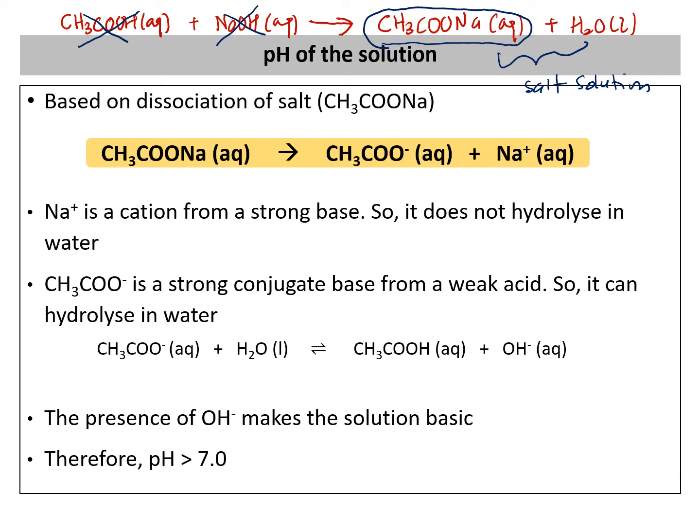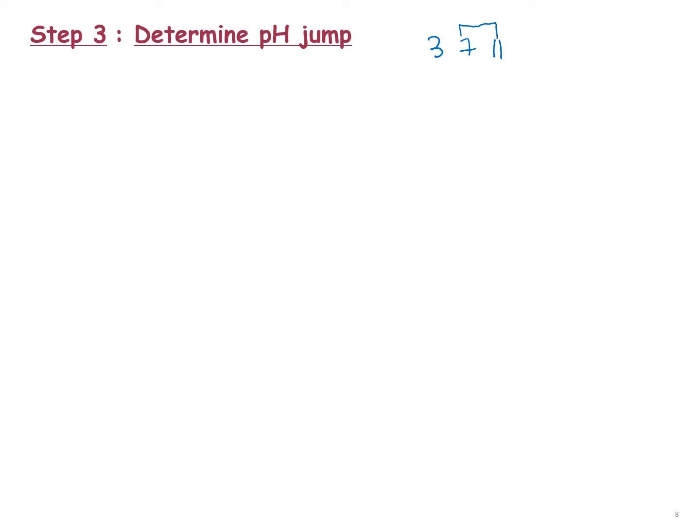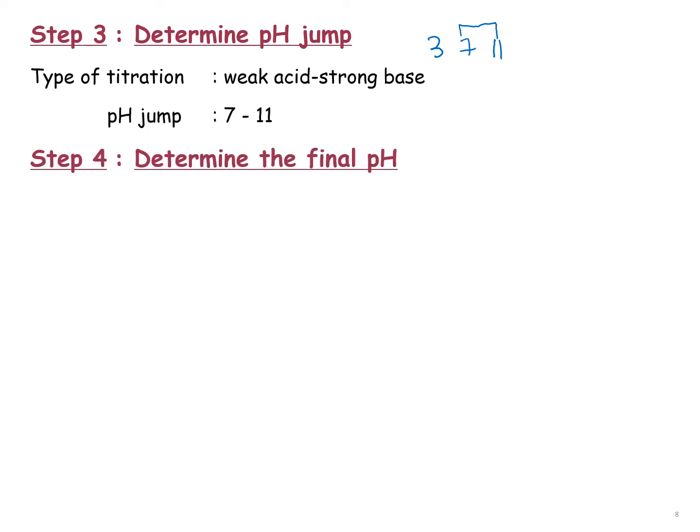Okay, so let's proceed with step number 3. Step 3, determine the pH jump. Okay, so since this is a reaction between weak acid and strong base, saya keluarkan balik awak punya nombor. So, 3, 7, 11. Weak acid, strong base. Okay, so since dia adalah weak acid, dia akan start dengan 7 dan dia akan habis dengan 11. Jadi the type of titration, weak acid, strong base, pH jump 7 to 11.